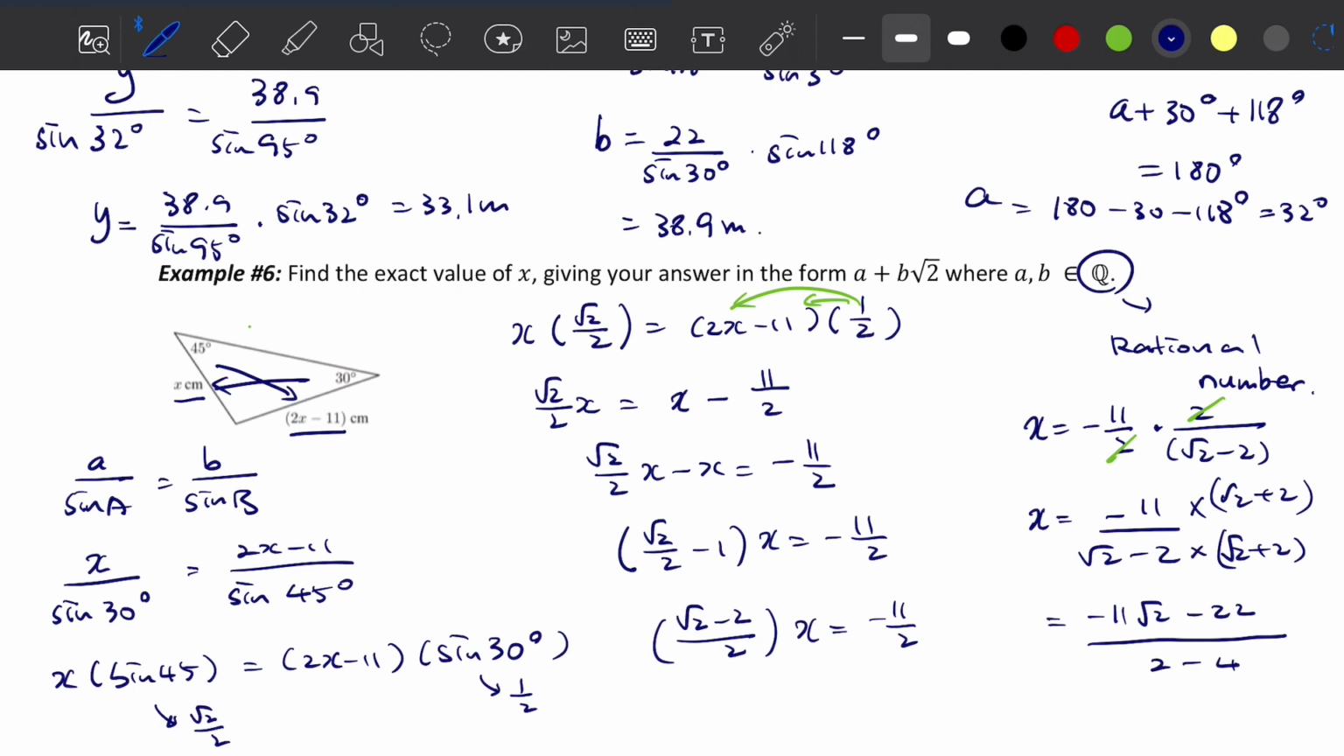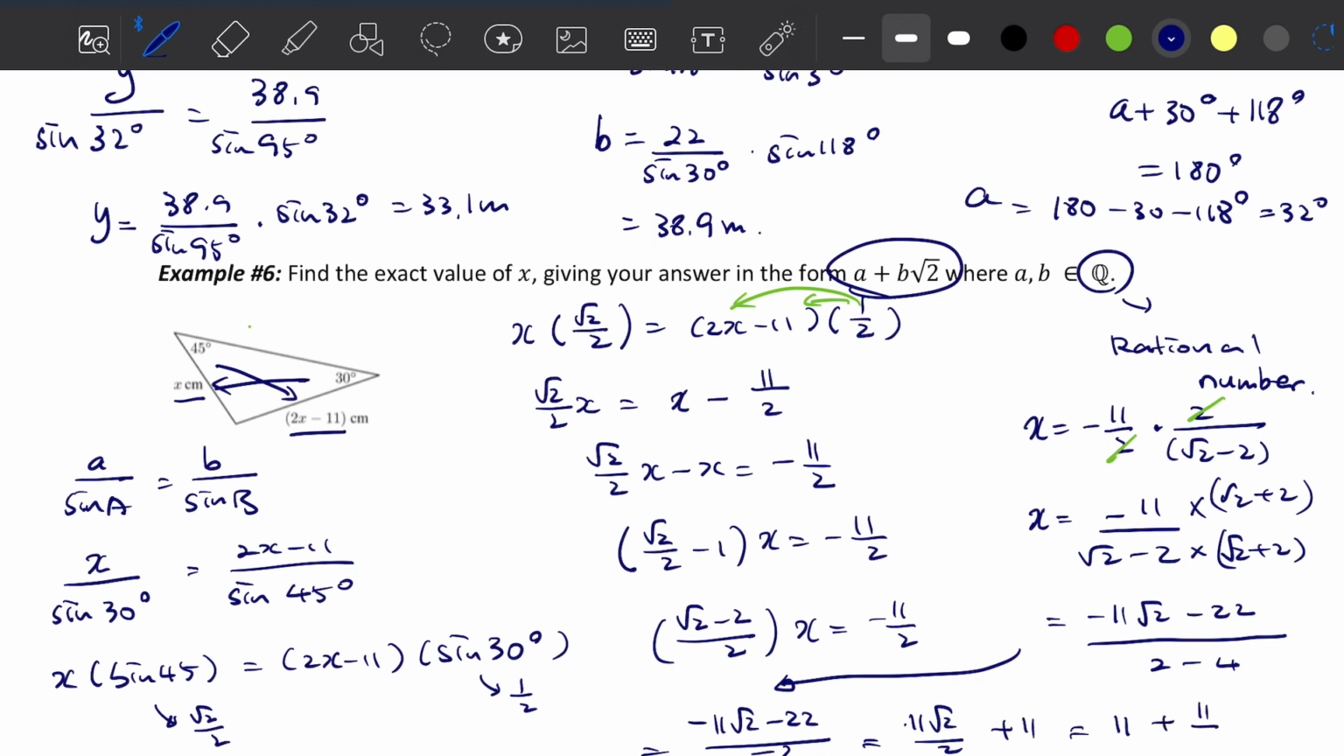Okay, and this is the same as, let's write it here, minus 11 square root 2 minus 22 over minus 2. Then this can be rewritten as 11 square root 2 over 2 plus 11. So writing in the form a plus b square root 2, this is the same as 11 plus 11 over 2 times square root 2. And this is your final answer.